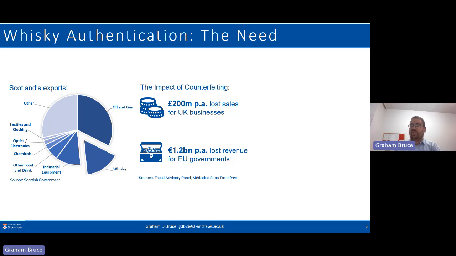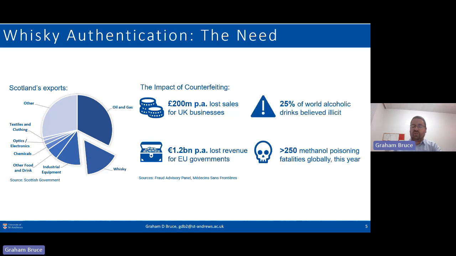So there are estimates out there that around £200 million is lost every year to UK businesses due to the presence of these counterfeit alcohols. And across Europe, there's 1.2 billion euros lost every year in government taxation revenue. It's not just financial, though. There's also problems for health with low quality counterfeit alcohol. So 25% of the world's alcoholic drinks are believed to be illicit. And as I'm sure you've seen in the news recently, fairly regularly we see cases where people are poisoned by low quality alcohol. For example, the methanol poisonings that occurred in Laos around about Christmas time.